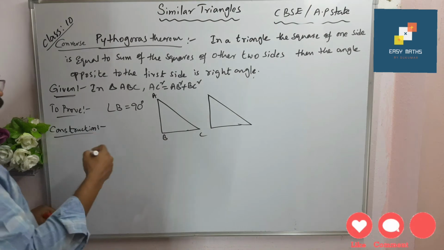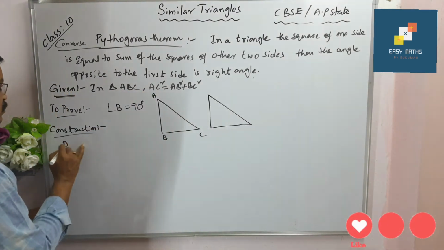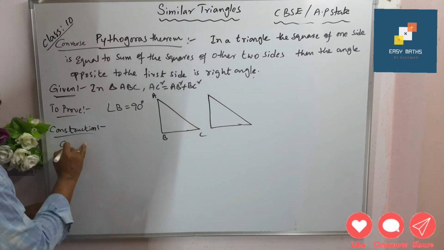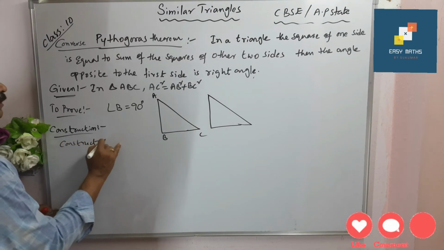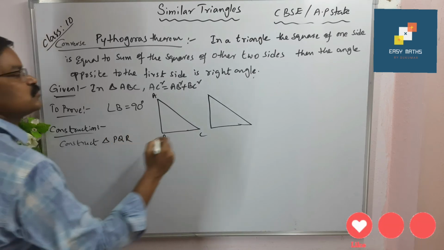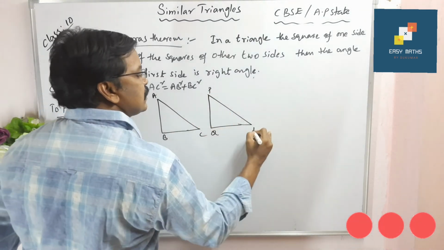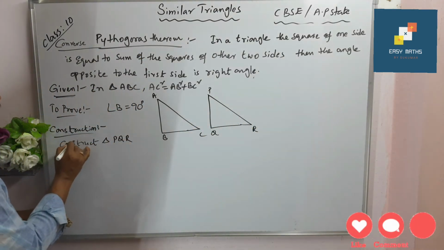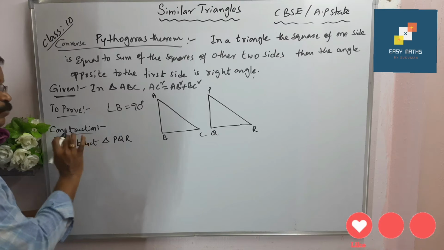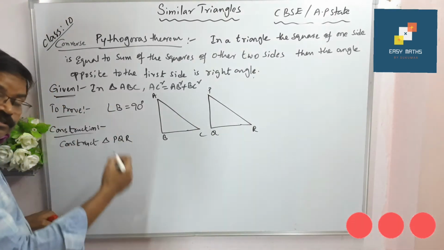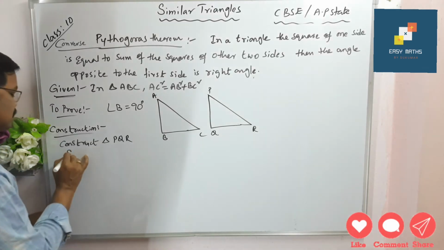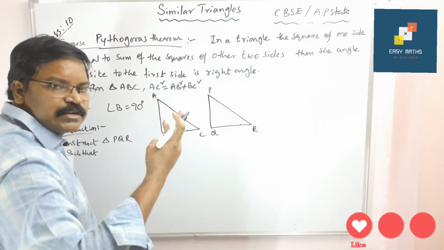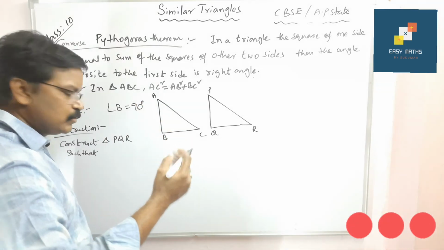Here I will draw a right angle triangle. Construct, not draw, construct triangle PQR. We construct triangle PQR. This is a right angle triangle. How do you construct this right angle triangle here? This is important. Construction is very important. Construct triangle PQR such that, how do you prove this? We need three independent measurements to construct a triangle, right?